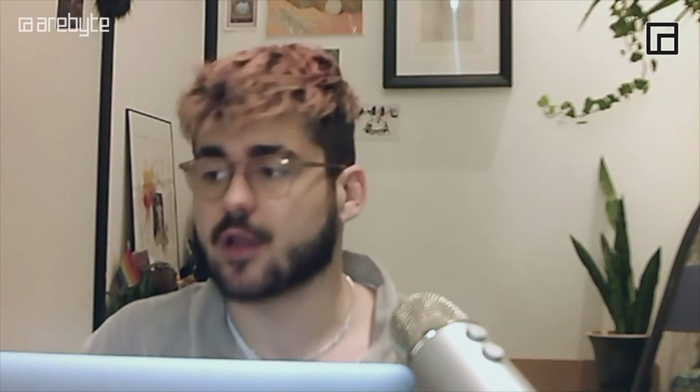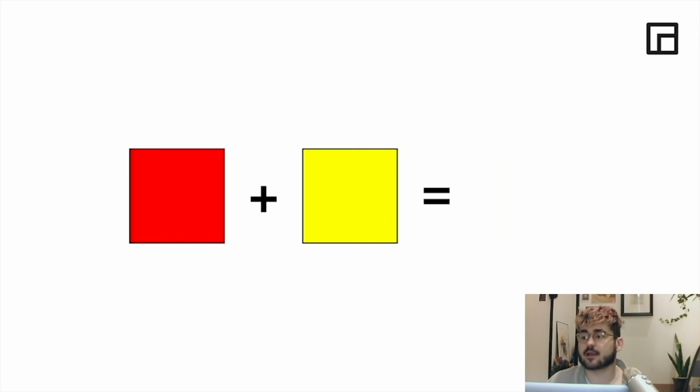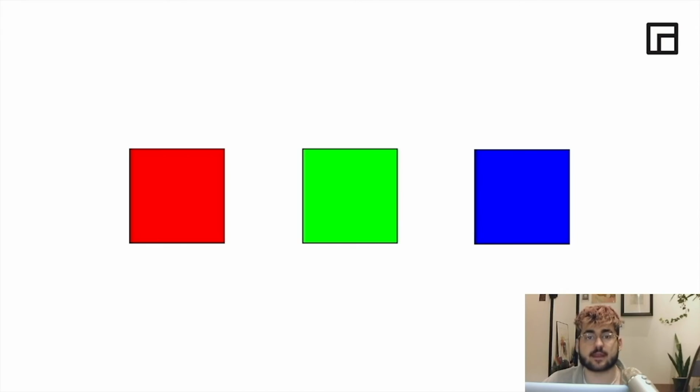In the real world, when you want a color, you mix colors together. Think about paint. You add one color to another and it'll create another. Think about yellow and blue equals green, or red and yellow equals orange. A computer mixes all its colors using red, green, and blue, or RGB for short.